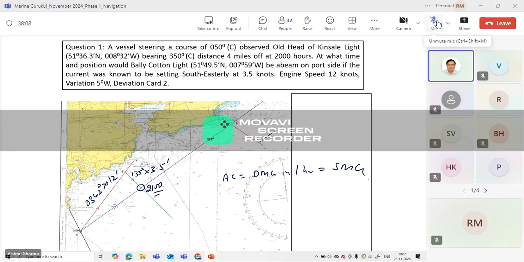What is this red line? Is it a PL? Yes or no? PL when abeam? Yes or no? Yes, sir. PL when abeam. So when abeam, the vessel will be on this red line. Yes or no? Correct, sir.